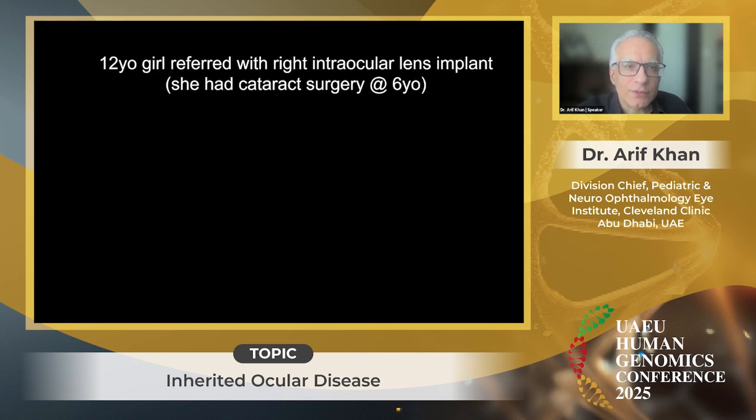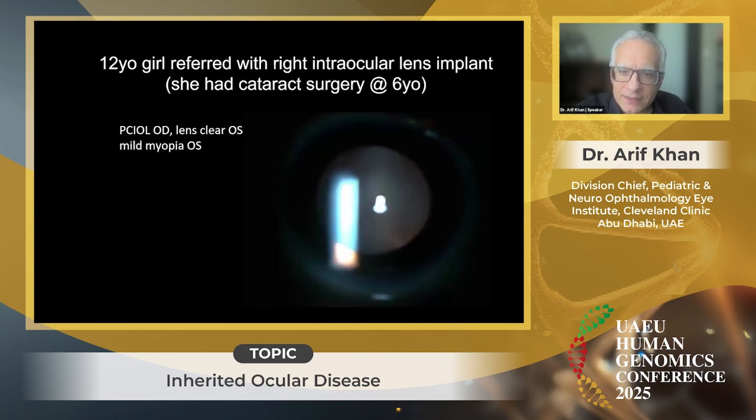The first scenario is represented by this 12-year-old girl referred with right intraocular lens implant. She had had cataract surgery in her right eye when she was 6 years old, and she's referred for follow-up. No other diagnosis for this patient. She has an artificial lens in her right eye. The left eye is clear, and she has mild myopia in the left eye. And here is a slit lamp picture of her left eye with the clear lens.